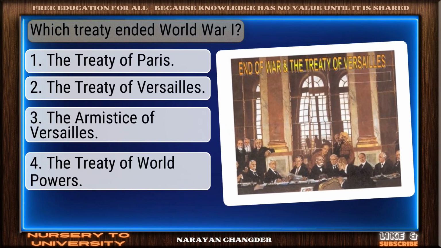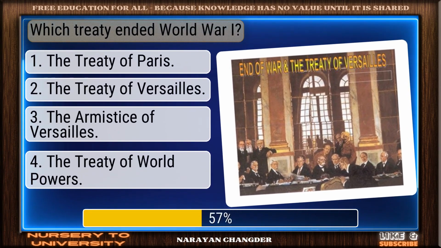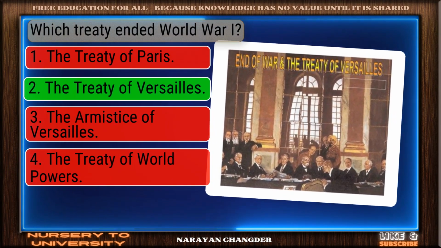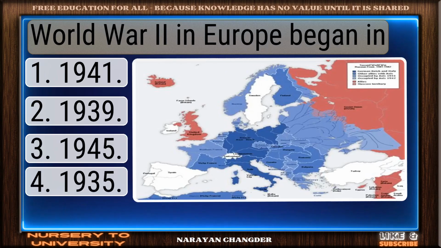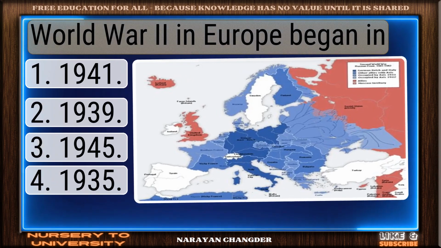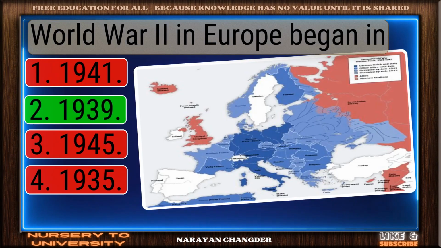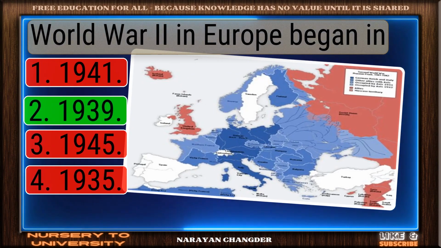Which treaty ended World War I? On track. The Treaty of Versailles is the correct answer. World War II in Europe began in... Great job. 1939 is the accurate answer.